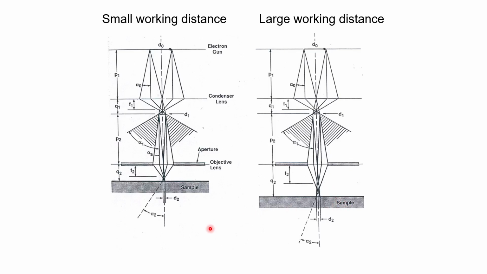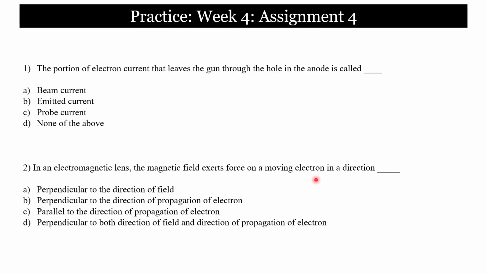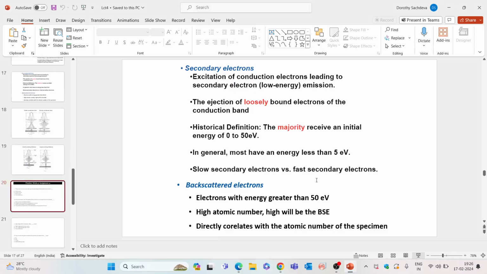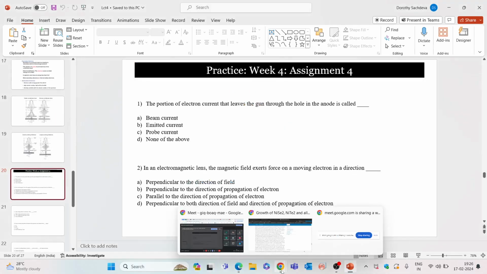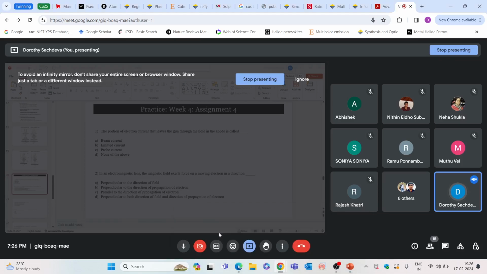So you need to know that when you want higher resolution, you need a lower working distance. But if you want higher depth of focus, then you need a larger working distance. I hope I have made myself quite clear in the introduction of this SEM part. If there are any doubts, do let me know. Otherwise, we will discuss the assignment and quiz of this week.